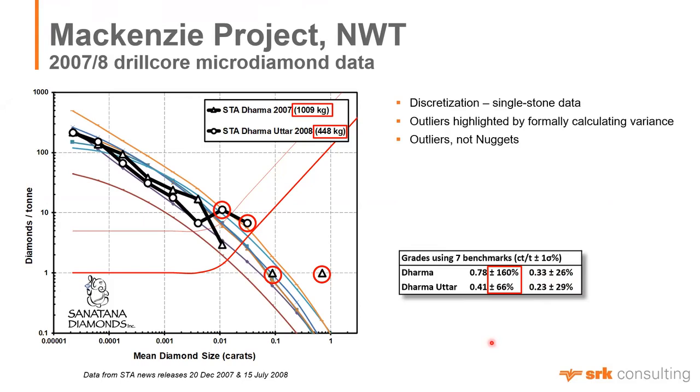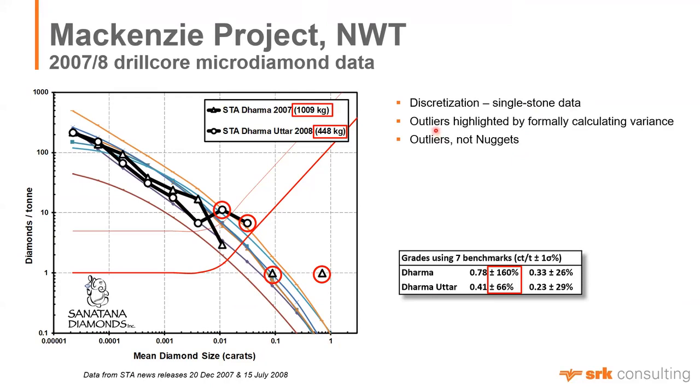What we learned from this example is this whole process of discretization with the single stone data. Notice this was a 1,000 kilogram sample. So these triangles, which are from the Dharma data set, which is 1,000 kilograms, that's a ton. That's one diamond. It's another diamond. It's single stone data. It's sitting on the larger sieves, and these are outliers.